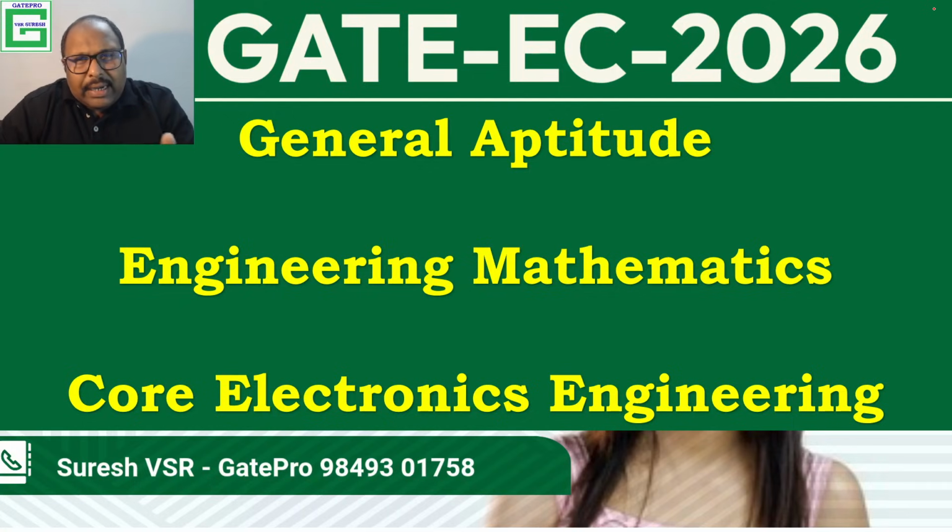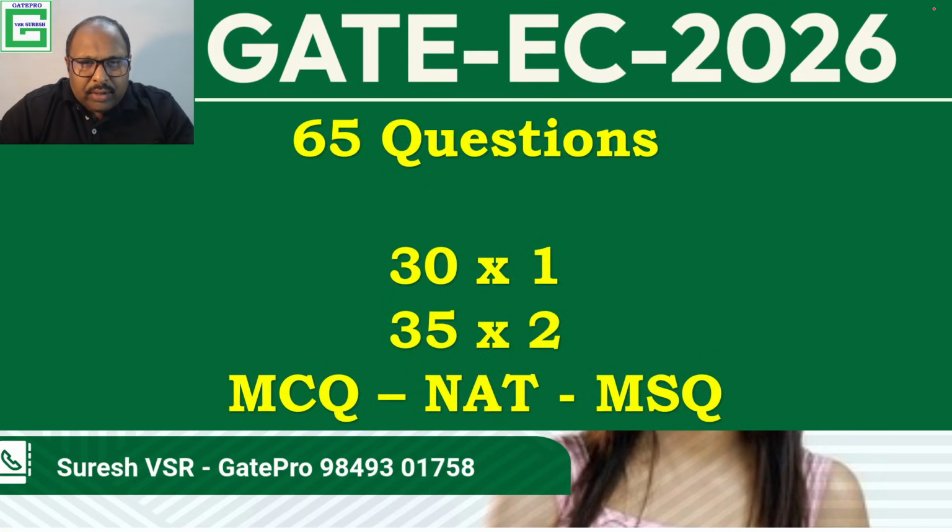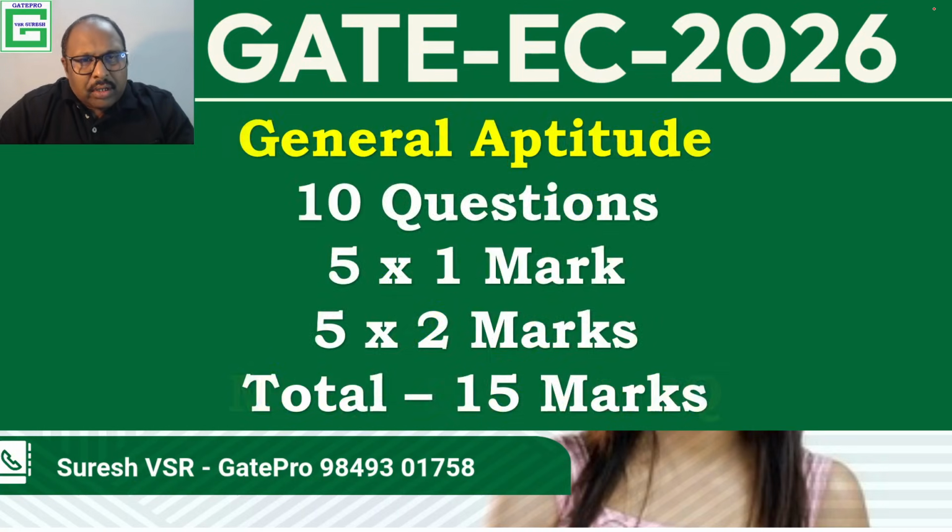So broadly, I divide the GATE syllabus into three parts: the aptitude part, the simplest and most basic, the engineering mathematics part, and the core electronics, the core subjects. The weightage is approximately 65 questions with 100 marks, 30 of 1 mark and 35 of 2 marks. I hope all of you know this. So 30 one-mark questions and 35 two-mark questions make it 30 plus 70, that's 100 marks out of the 65 questions.